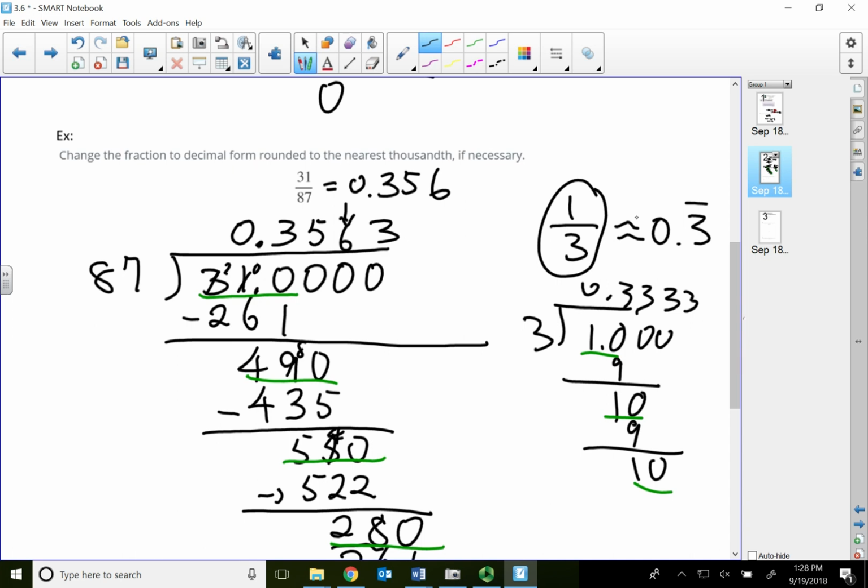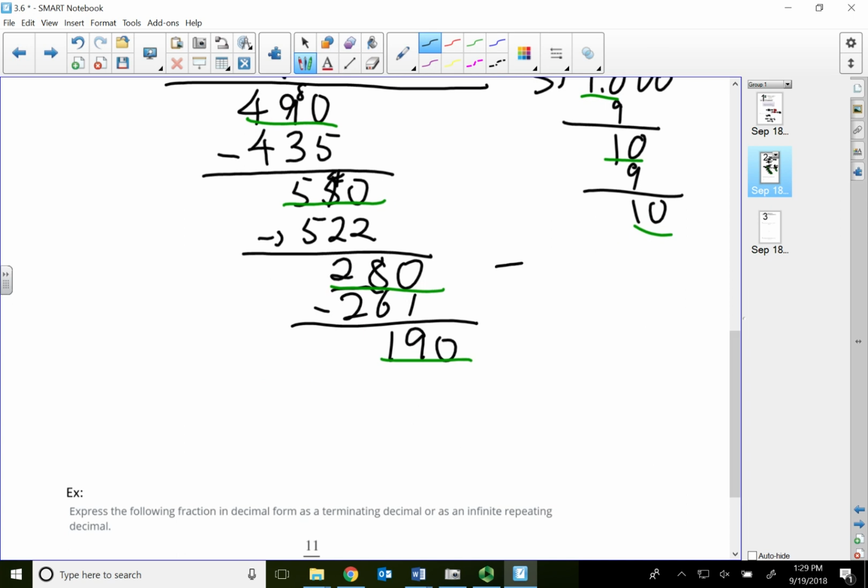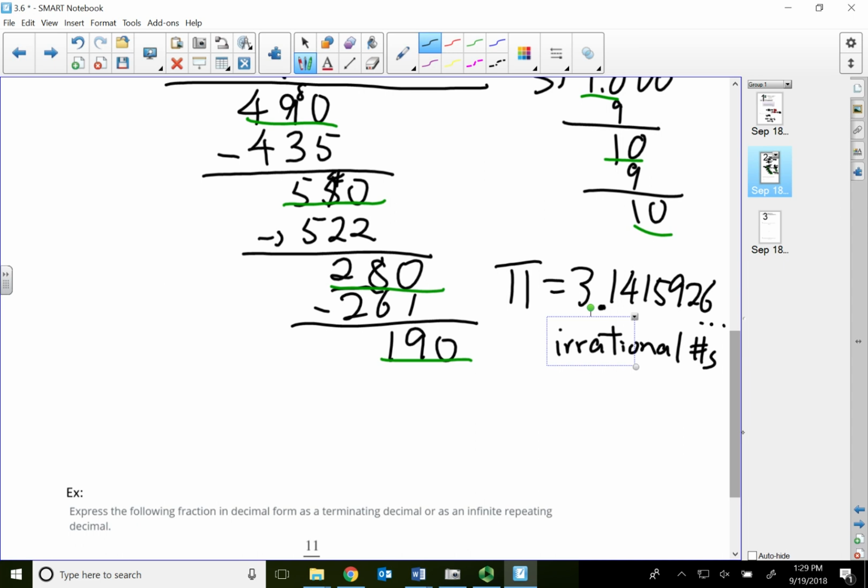If the decimal places have no repeating pattern whatsoever, like pi, pi is actually not just 3.14. It's actually 3.1415926 dot, dot, dot. Dot, dot, dot means keep on going. There is no repeating pattern of any sort for pi. So that's the reason why this type of decimal can never convert into a fraction. We call those irrational numbers.